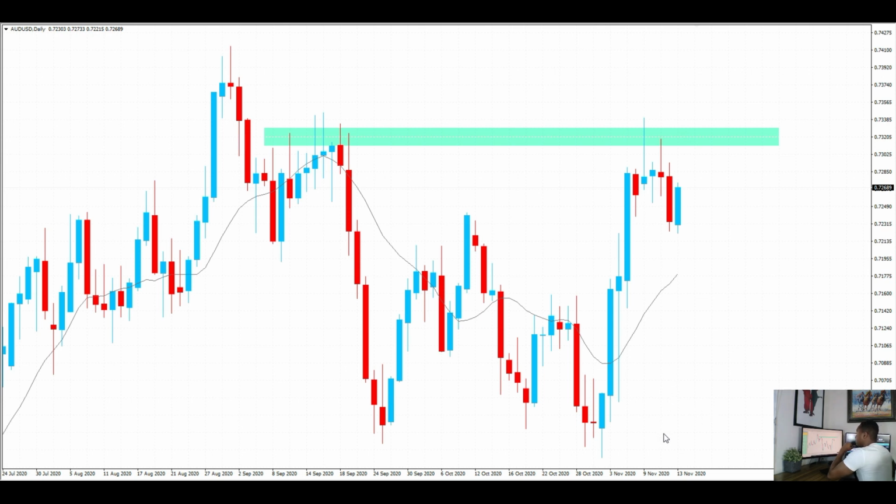My bias is still to the downside for AUD USD. If you do clear this resistance, again, there's still a little bit of room we can move to the upside. You can see we did wick into this area all the way up here on the daily time frame. So again, if you do clear that, there is still room to move to the upside for AUD USD. Potentially go test the highs up here.